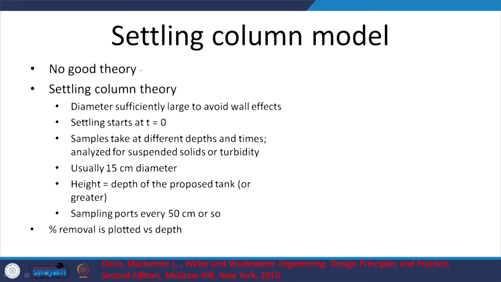Again, let's look at the most widely used one. As mentioned, there is no good theory, but the second best is the settling column theory, and we want to choose a column which has a diameter large enough to avoid wall effects. That's one thing to keep in mind, and we are assuming that settling time starts at time equal to 0. So this is obviously a batch system, right? We will look at the figure. Okay, so this is what we have.